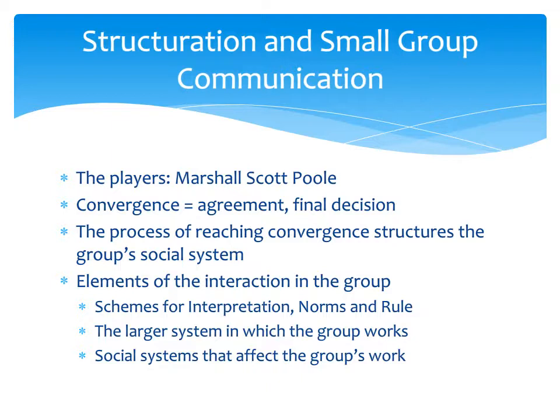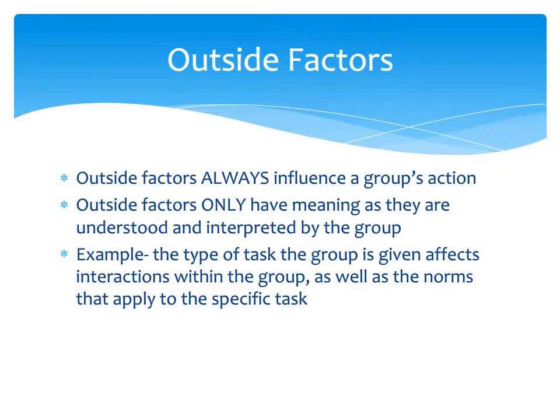Interaction within the group is made up of schemes of interpretation, that is rules and norms, the larger system in which the group must work, and the larger social system. Poole notes that outside factors always influence a group's actions, but that these factors only have meaning insofar as they are interpreted and assigned meaning by the group. An example is the type of task a group must complete, which affects the group's interactions and the set of norms which will be applied during completion of the task by the group.